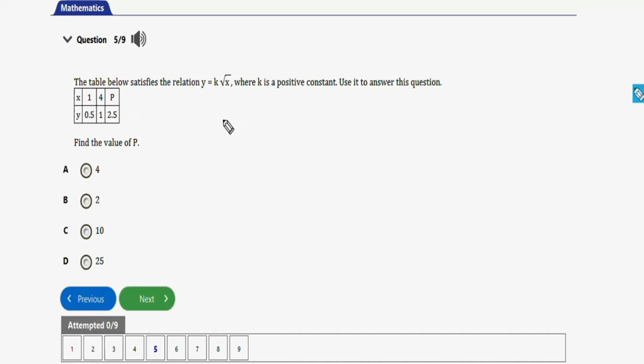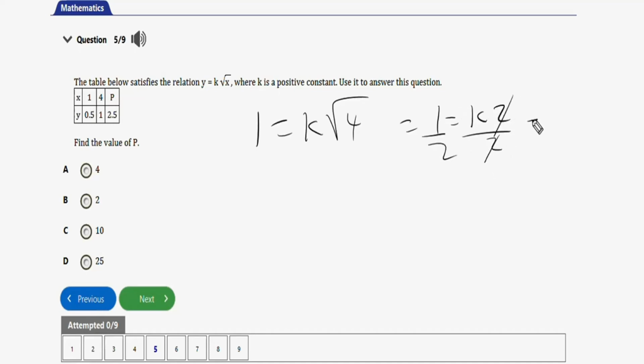Let's check now. Our k in this question is similar to that one we solved. I think that was the first question. So our k we got to be 0.5, right? Let's do it again. It will be when y is 1 from this table we have here equals our k, we don't know the value of k, square root of our x will be 4. So this will give you 1 equals 2k, okay, divide both sides by 2. So your k is 0.5 or half.